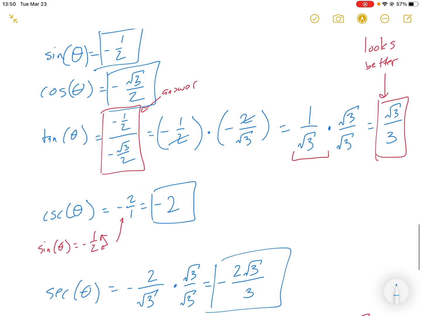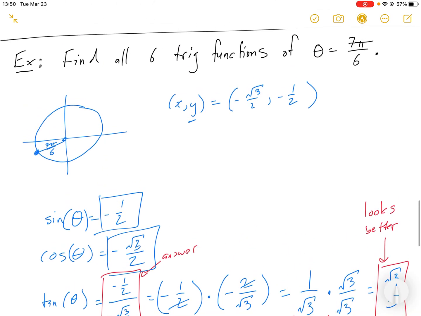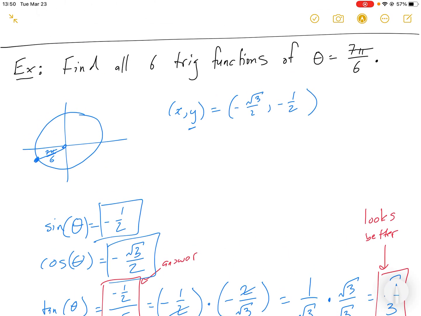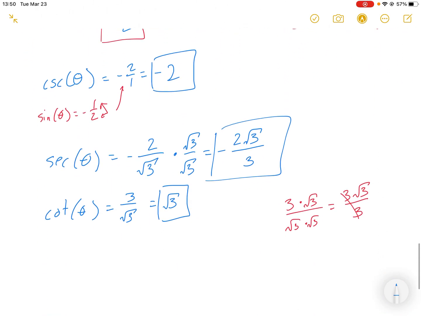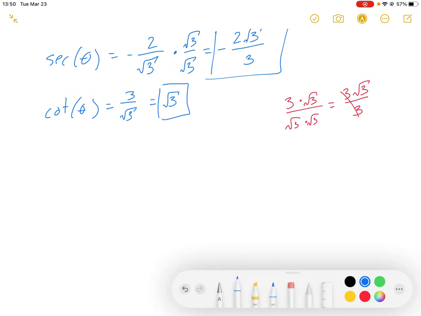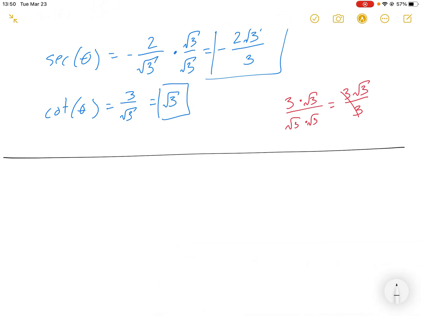Okay. So that's sort of a complete problem. If you were ever asked to find the 6 trig functions of an angle, or really any of them, I could have said find cosecant of theta. This is how you would go about doing it. You find the coordinates, the xy coordinates, and then you can just sort of plug those in. Okay. Now, as a last quick example here, I want to mention one last detail.